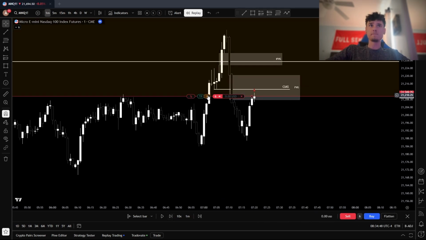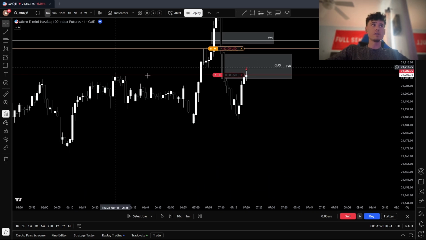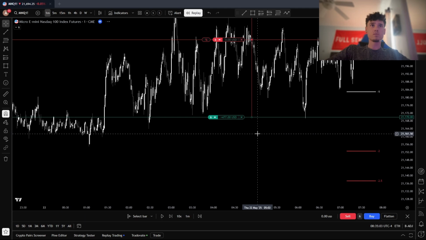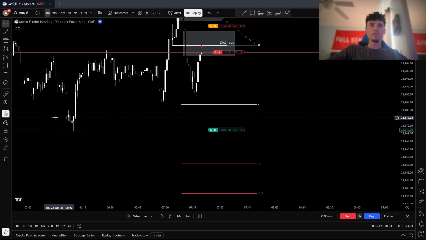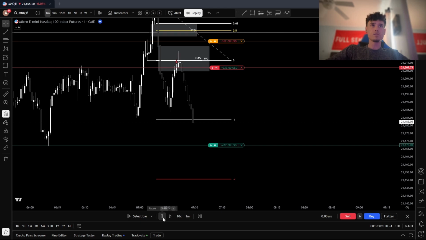So let's take this sell right above here, and we're going to target a standard deviation of -2, or maybe right to these lows. Take it right to these lows. Let's see how this goes.